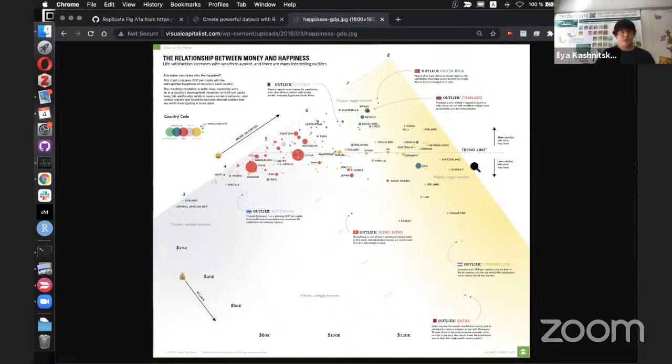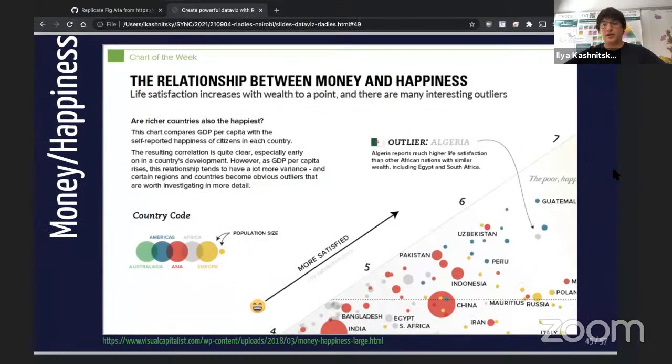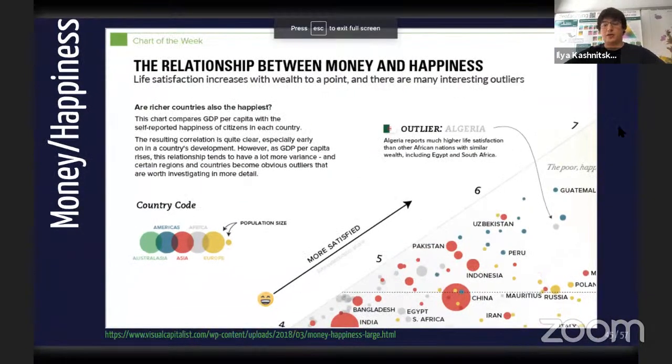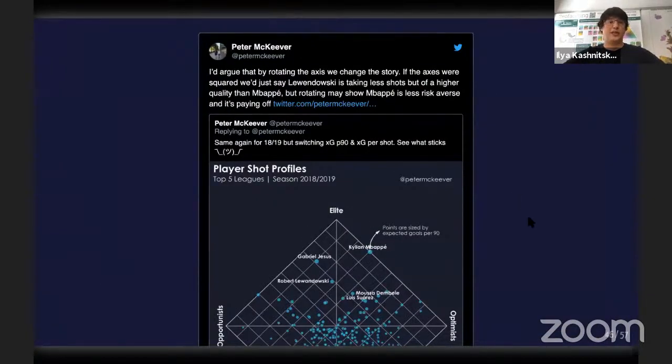So this is an interesting and not a very common twist to the plot that I think in this particular case really helps to tell the story properly. And another example of the same twist.